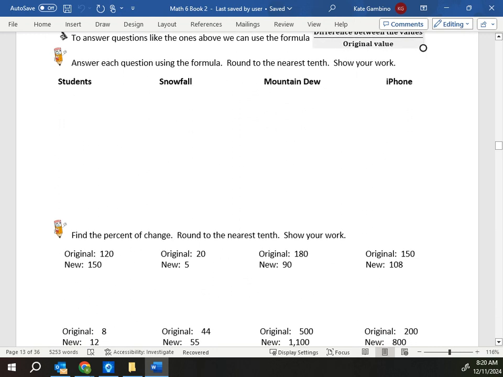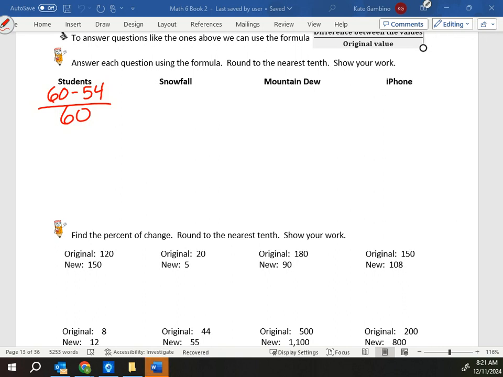Looking at our students, we had 60 students last year and 54 students this year. So we need to find the difference. So what number do I subtract? How should I write that, Liam? 60 minus 54. And then I divide it by the original. What is my original value? Adeline? 60. We started with 60 students.